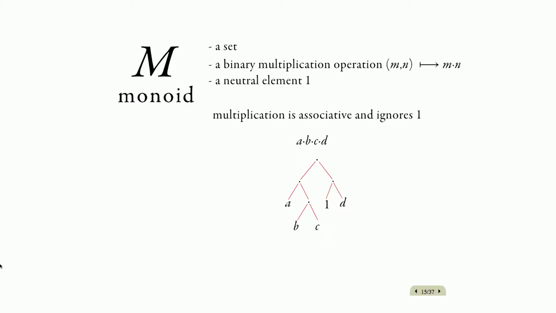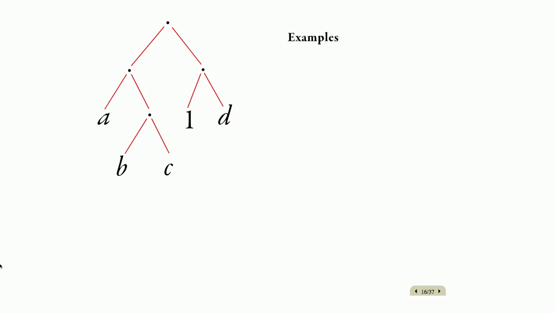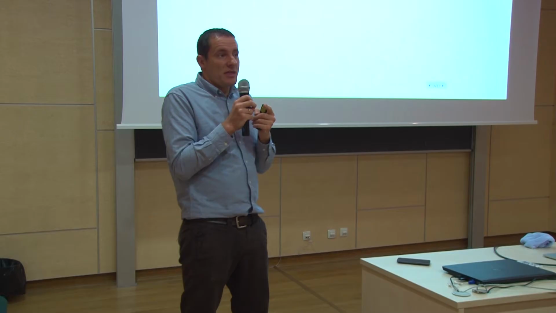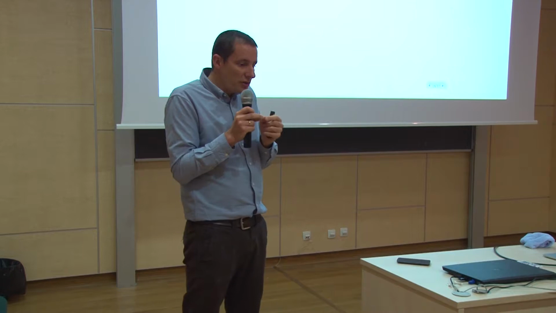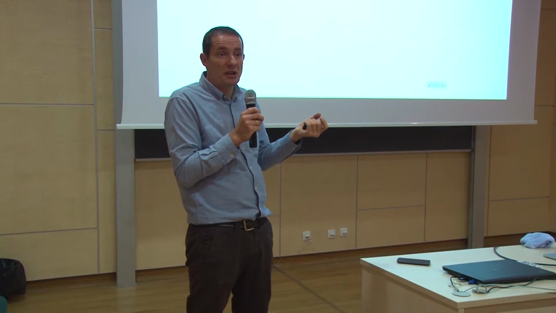Okay, so the monoids, I think I give you some examples. One example is 0, 1 with multiplication. So the principle behind a monoid is that if you give a sequence of elements and you want to multiply them, you don't need to know the order in which it was done. And this is clear if you have a sequence of elements to multiply.